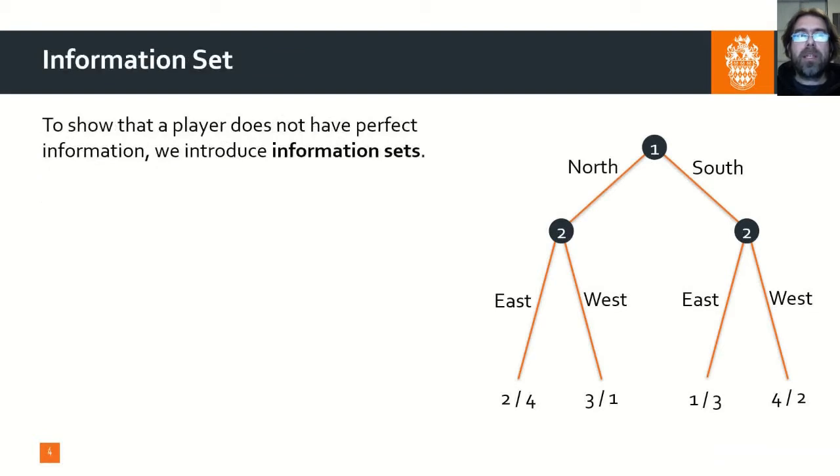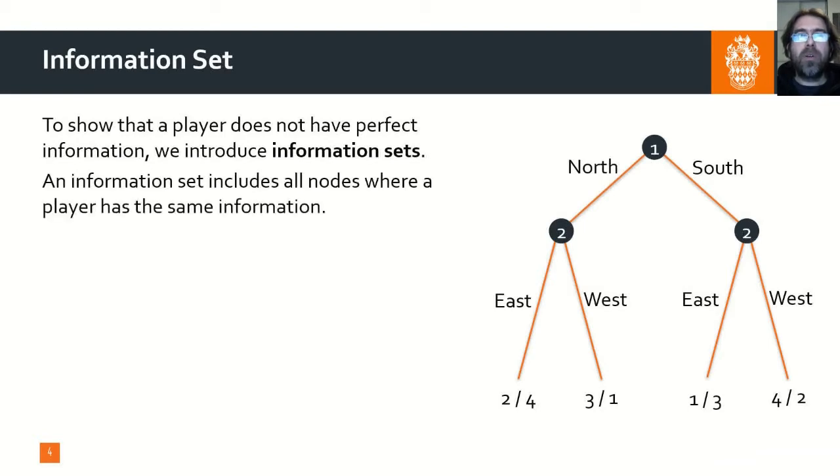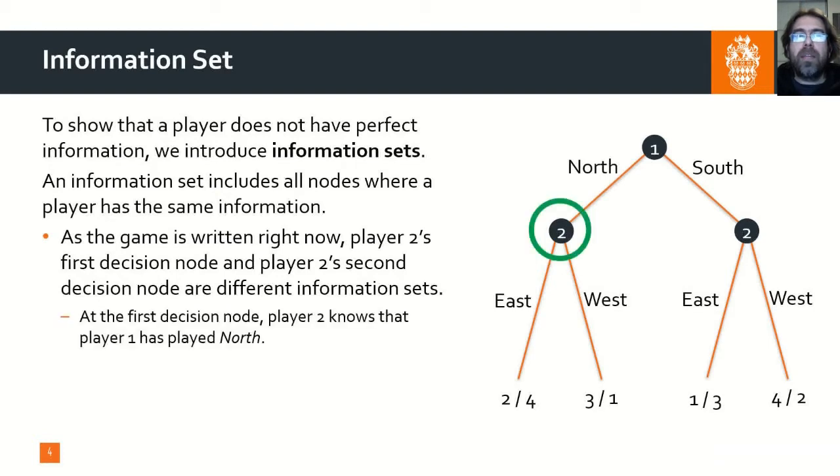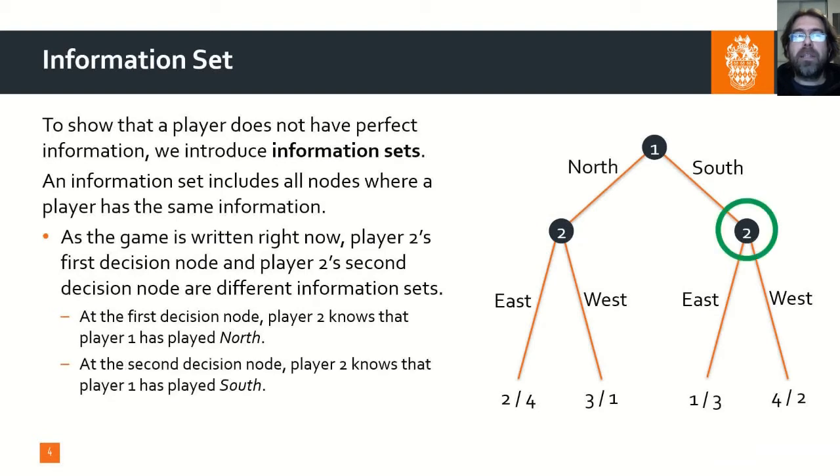To show that a player does not have perfect information, we introduce information sets. An information set includes all nodes where a player has the same information. As the game on the right is written right now, player 2's first decision node and player 2's second decision node are different information sets. At the first decision node, player 2 knows that player 1 has played north, and at the second decision node, player 2 knows that player 1 has played south. So each node is their own information set.